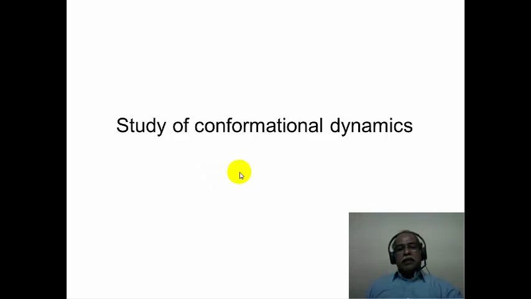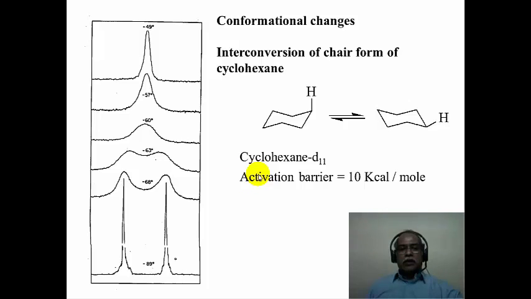spectroscopy. Now let us take the first example of the study of dynamic processes which are based on conformational dynamics of molecules. A very classical textbook example is the chair-to-chair interconversion of cyclohexane. This has been studied thoroughly by NMR spectroscopy. In order to study this process, the cyclohexane D11 was taken. In other words, there is only one proton that is present in the cyclohexane. All the other protons have been substituted with the deuterium.